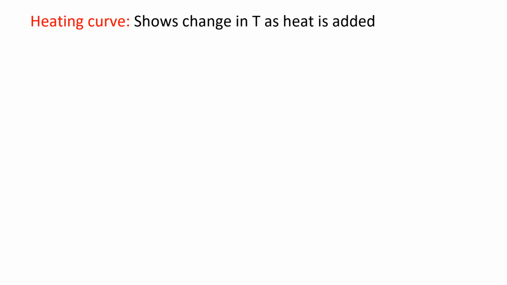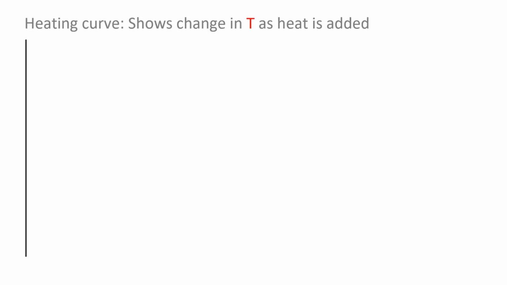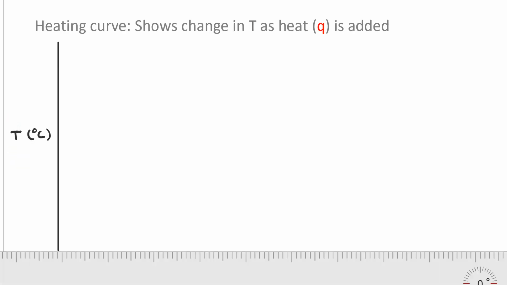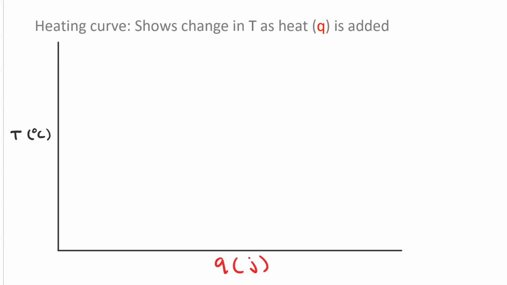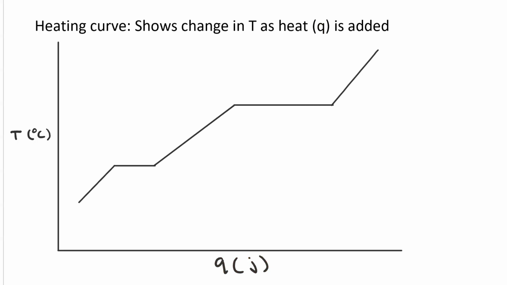A heating curve is a graph that shows how temperature changes as heat is added to an object. So the vertical or y-axis of our graph is temperature, maybe in degrees Celsius. The horizontal or x-axis is heat added, or Q, and the units of that will be joules. Here's an example of a generic heating curve.